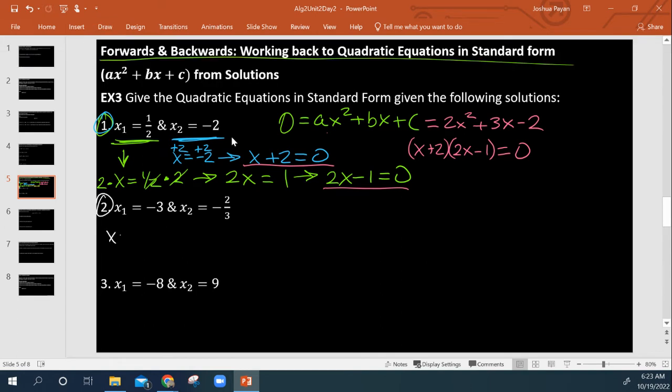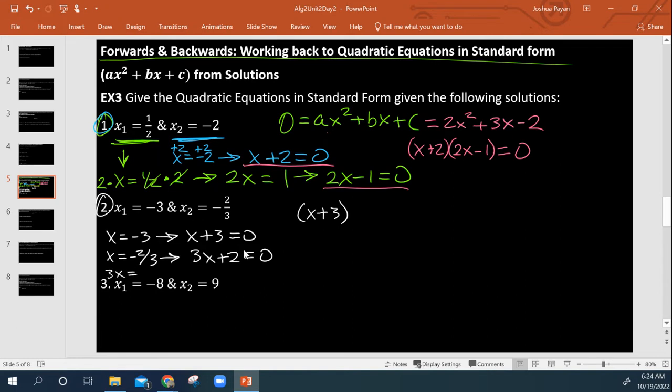So starting here, x equals negative 3, or again, working backwards, I'm going to say x plus 3 equals 0. So that means one of my factors is x plus 3. And now I'm going to use this other one, x equals negative 2/3. If I multiply by 3 to get rid of this, that would be 3x equals negative 2, and then add 2, so 3x plus 2 equals 0. And that's how I get to this point.